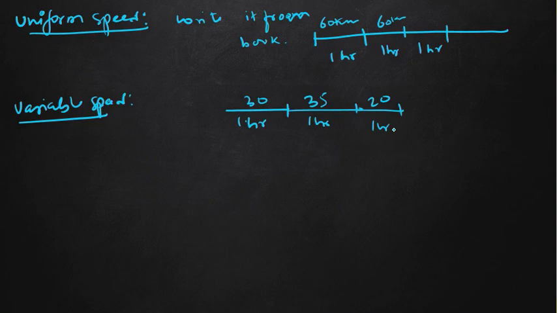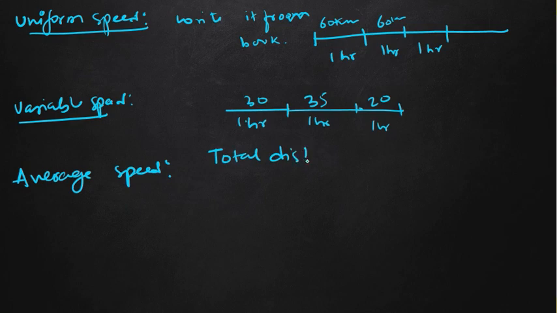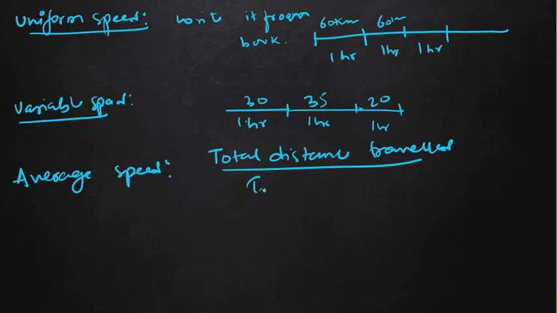Next we have average speed. What is average speed? The ratio of the total distance traveled by a body to the total time taken by the body to cover the distance is called average speed. You can write this formula. Average speed is the total distance traveled by the total time taken.